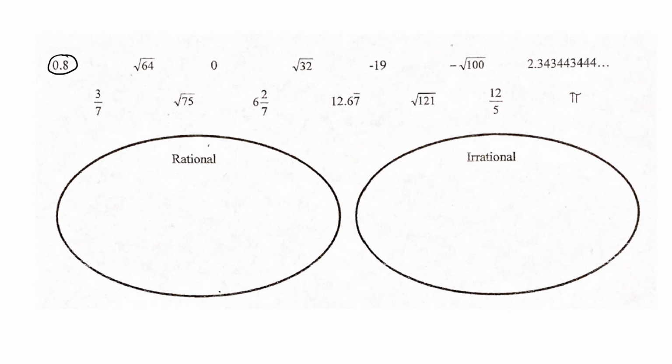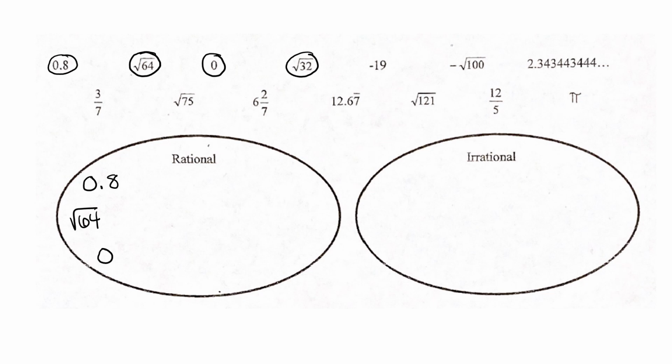Starting with 0.8, 0.8 is a rational decimal because it stops. It does not have the ... at the end of it. The square root of 64 is rational because we can solve it, which is 8 times 8. 0 is also rational because it's a whole number. All whole numbers are rational.